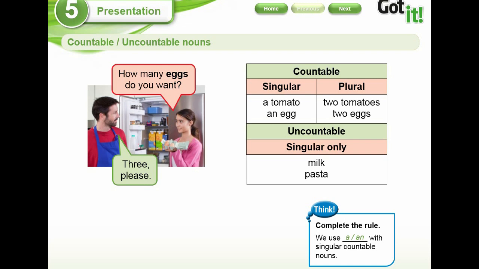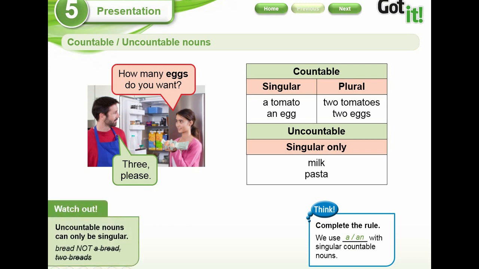We use a, an with singular countable nouns. Yes, correct. Usamos el a y el an con sustantivos contables, ya que estén en singular. Si siempre has dado atención, pues se han dado cuenta que en uncountable nouns, sustantivos incontables, no usamos ni el a ni el an, porque no se puede contar o no se puede medir la cantidad de ese sentido. ¿No?